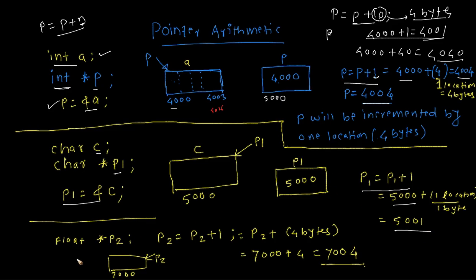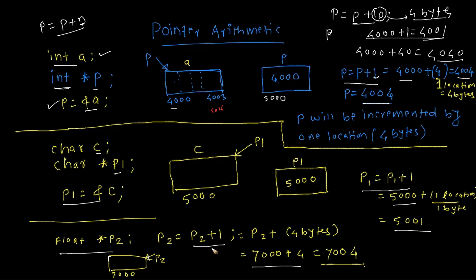Now if we have a float type pointer P2, right? If I increment P2 by 1, P2 will be incremented by one location, right? And one location of what type here? The type is float type location, and P2 is pointing to a float type location. So by that type of location, one location is 4 bytes here. So P2 plus 4 bytes: P2 was 7000, so 7000 plus 4 will be 7004.